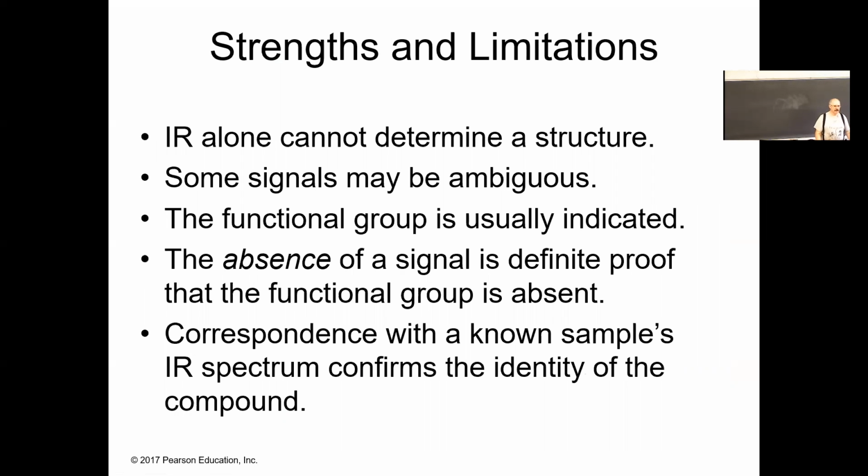Okay, IR alone cannot determine a structure. We can tell that it's an alcohol or a carboxylic acid or a ketone, but we can't tell necessarily which ketone or which carboxylic acid, for example. Some signals may be ambiguous, especially at the lower frequencies. We can usually tell the functional group. We can also look for the absence of a signal. That's what I was doing earlier. We could see there was no triple bond, there was no OH or NH. And crime and environmental labs and testing labs will typically compare a known sample's IR spectrum with the measured spectrum.